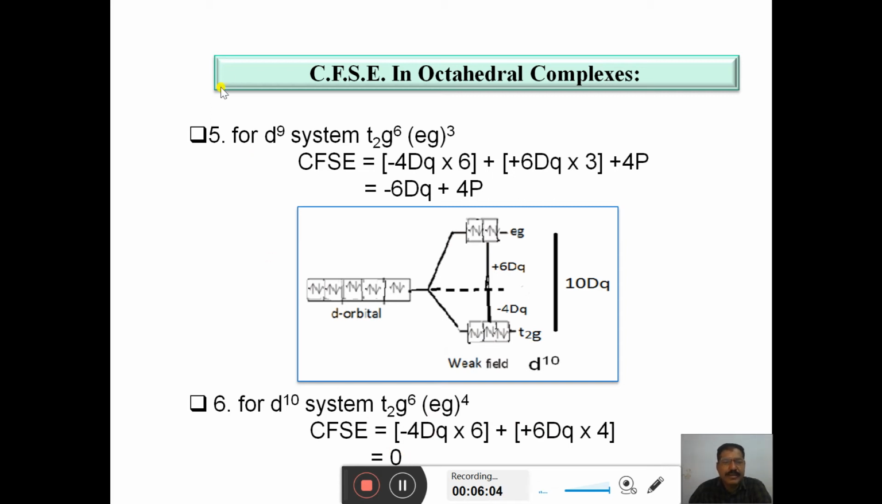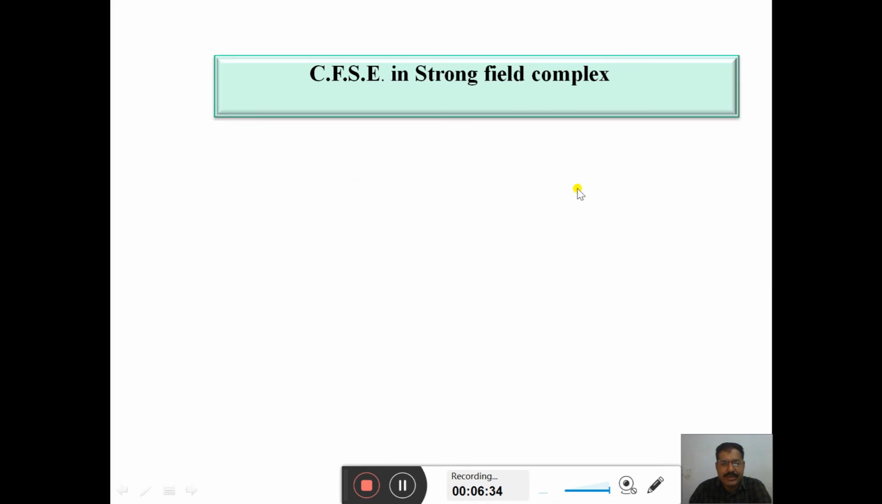Now a previous example of d9 configuration, t2g6 and eg3: CFSE is equal to minus 4 Dq into 6 plus 6 Dq into 3 plus 4p. Here 4 pairs means there are actually 3 pairs from t2g and 1 electron pair at the eg level. So 4p is equal to minus 6 Dq plus p. 4p is the CFSE of this system.